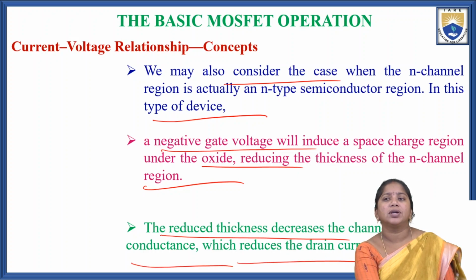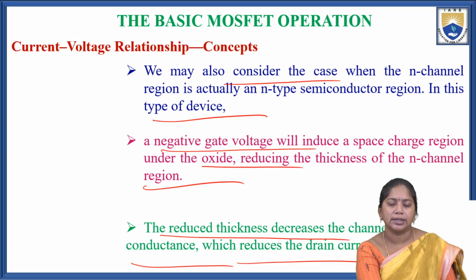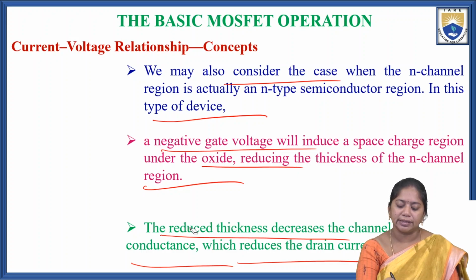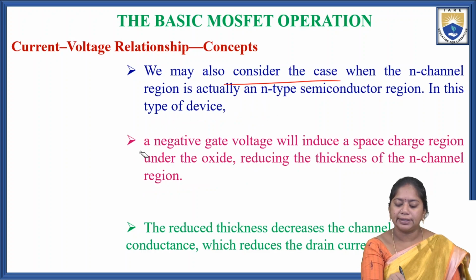We may also consider the case when the n-channel region is actually an n-type semiconductor region. A negative gate voltage will induce a space charge region under the oxide, which reduces the thickness of the n-channel region. The reduced thickness decreases the channel conductance, which reduces the drain current.